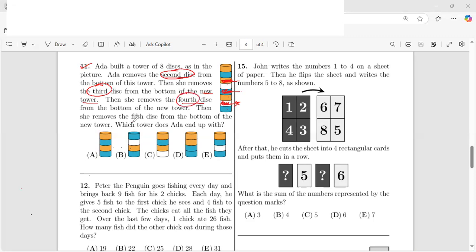Then she removes the fifth disc from the bottom of the new tower. So 1, 2, 3, 4. So this is also removed. What is remaining here is a blue, an orange, a white, and a blue. So you'll have the top as blue. In case of this, only this one has the top as blue. So you can just mark B and move on. So the answer is B.